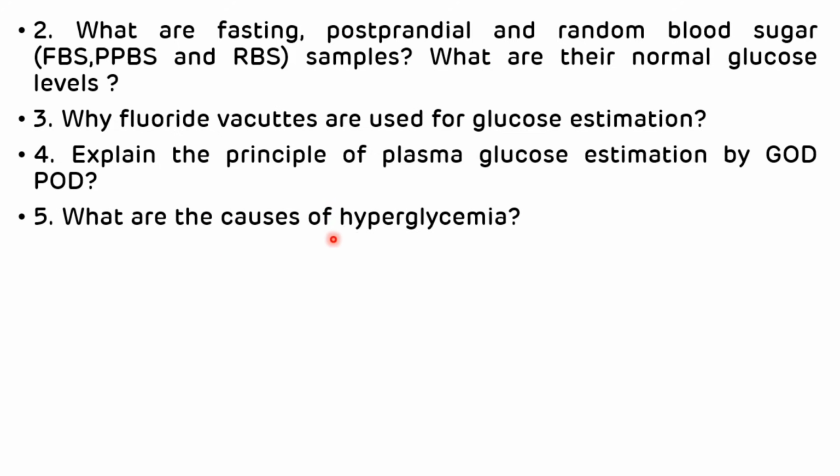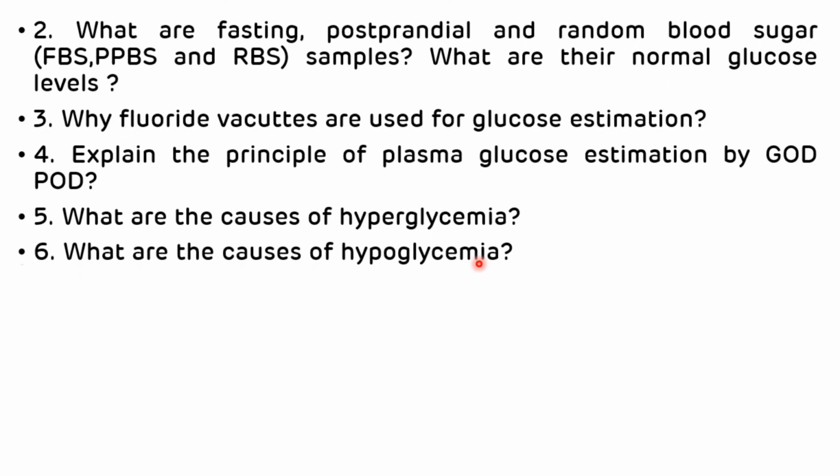What are the causes of hyperglycemia? We have already discussed that, physiological and pathological. In the pathological, hyperactivity of the thyroid, adrenal, pituitary gland, and diabetes mellitus. What are the causes of hypoglycemia? Again, we have already discussed that, physiological and pathological. In the pathological part, it is due to the overdose of insulin, insulinoma, and the decreased activity of the pituitary gland, adrenal gland, and thyroid gland.